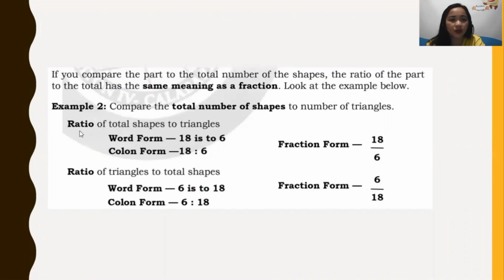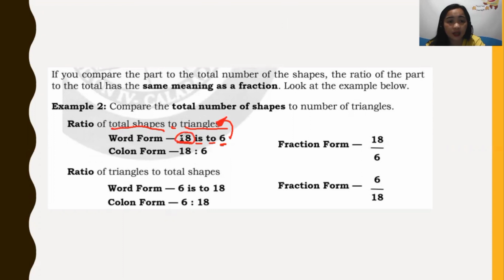Now, the ratio, let's proceed to this. The ratio of total shapes to triangle. Diba kanina we have 12 circles and 6 triangles. So, ilan lahat siya? Now, 18 lahat yung ating shapes is to 6. Saan ang galing yung 6? That is the quantity of triangle.